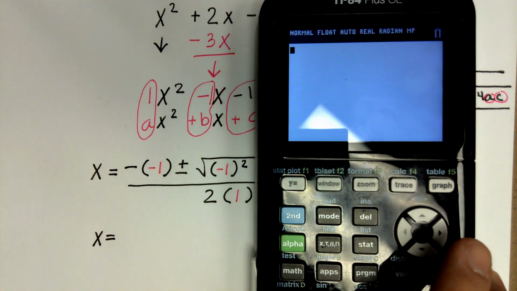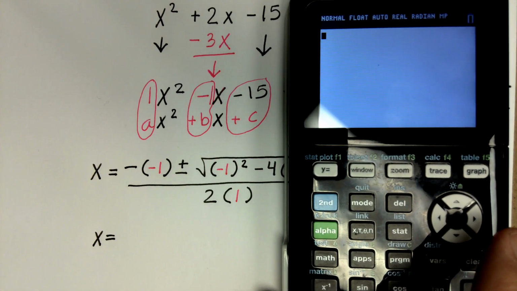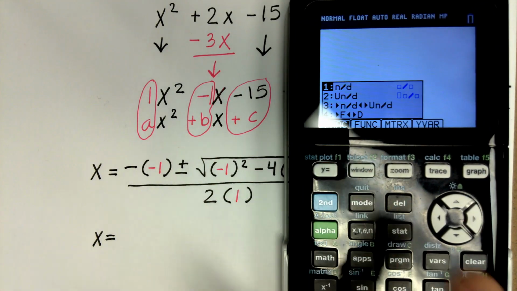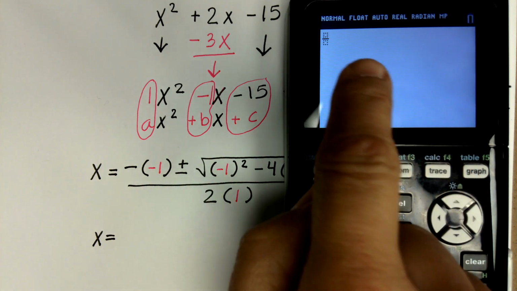So let me go ahead and take this. The first thing that I want to do is hit my alpha and my y equal button, and then enter, because I want my fraction bar.